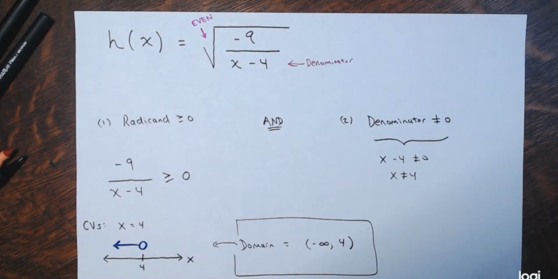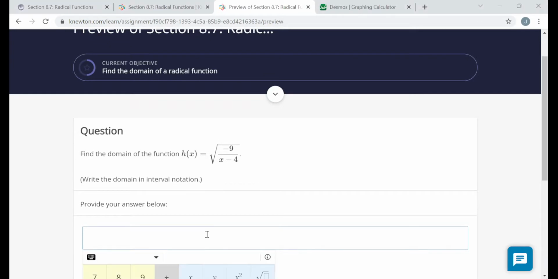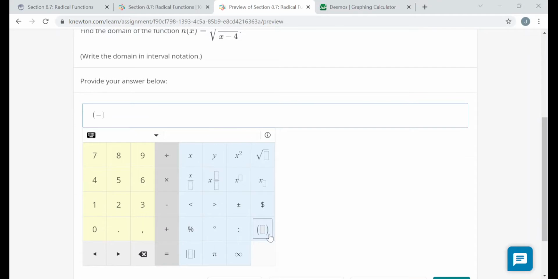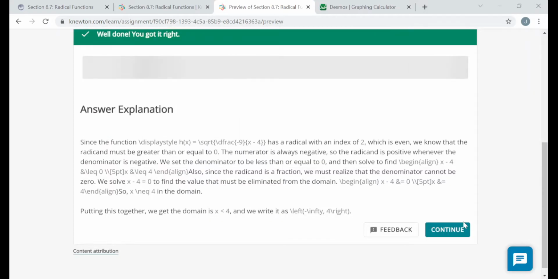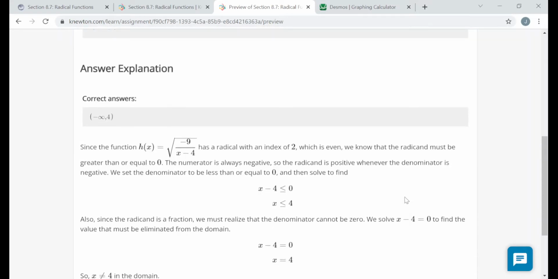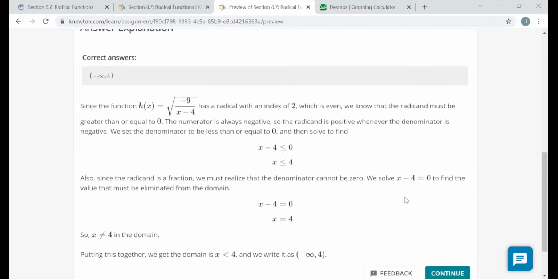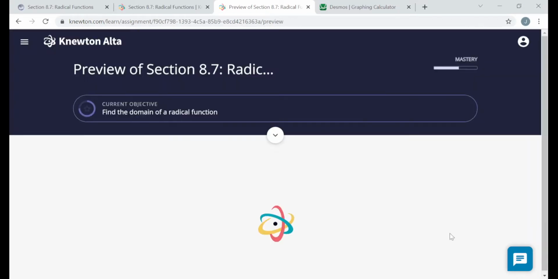Alright, let me enter that. So parentheses, -infinity, comma 4, and then parentheses again, not a bracket. Be careful. Great. And again, please, read your answer explanations. Alright. Next question.